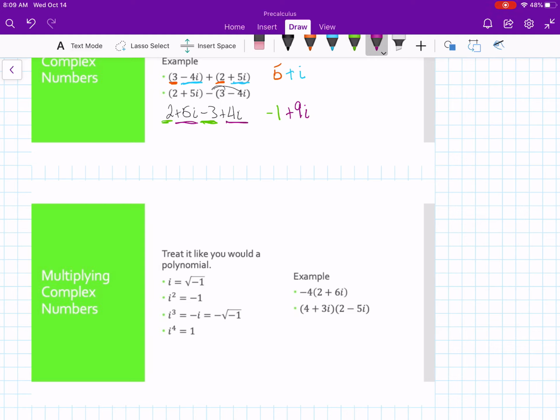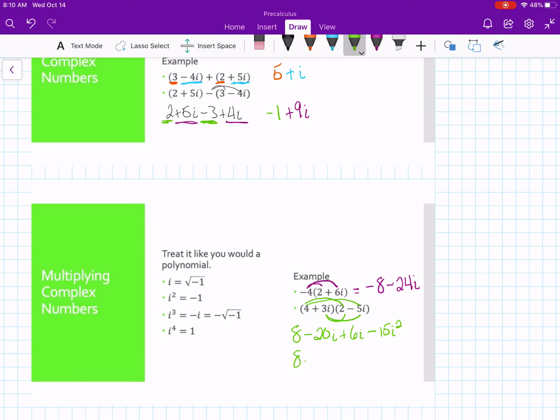So to do this example, the first one we would distribute. So -4 times 2 is -8. -4 times 6i is -24i. For this one, we are going to do the FOIL method. So 4 times 2 is 8. 4 times -5i is -20i. 3i times 2 is plus 6i. 3i times -5i is -15i squared.